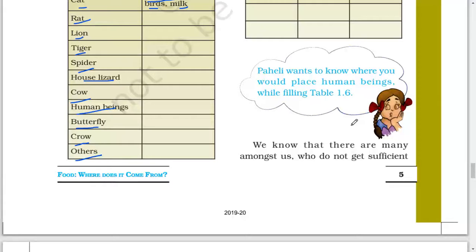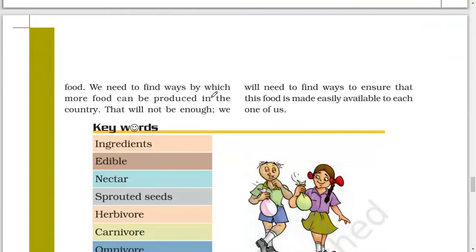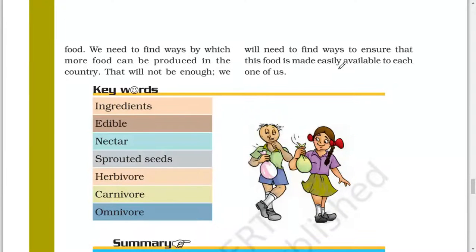We know that there are many among us who do not get sufficient food. We need to find ways by which more food can be produced in the country. That will not be enough. We will need to find ways to ensure that this food is made easily available to each one of us. Keywords: ingredients, edible, nectar, sprouted seeds, herbivore, carnivore, and omnivore.